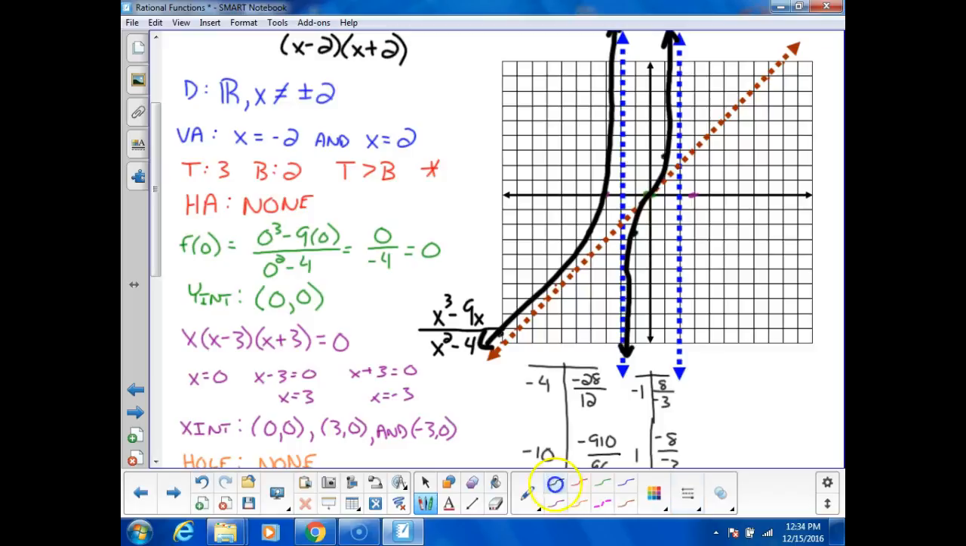I have a good inkling on what's going on the other one, but let's just test it out by putting in 4. If I put in 4, I get 64 minus 36 is 28, all over 12, two and a third. And then let's go with 8. 8 cubed is 512 minus 72 is 440, all over 60, which is 7 and a third.